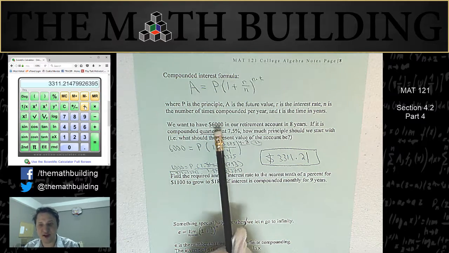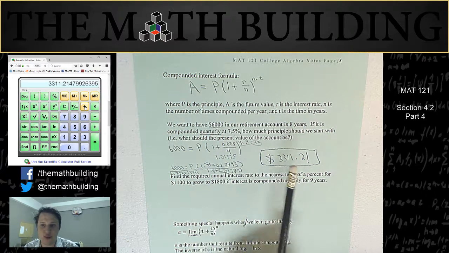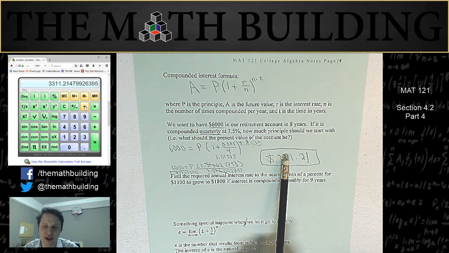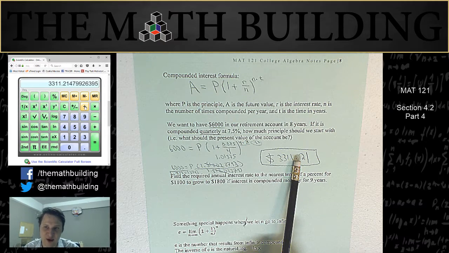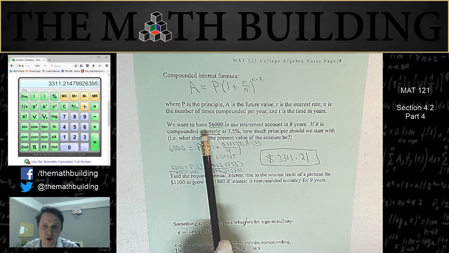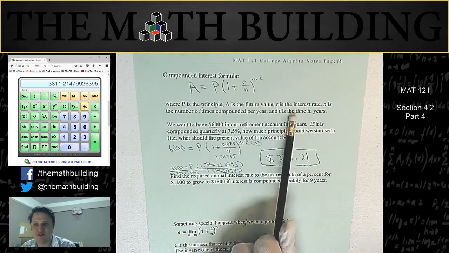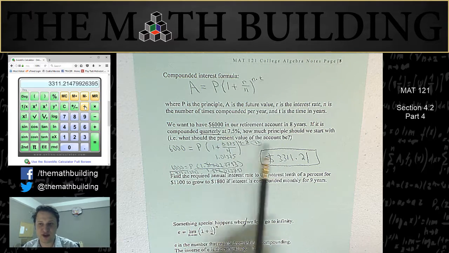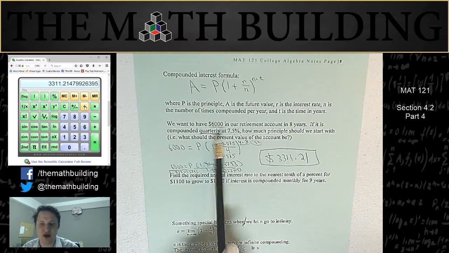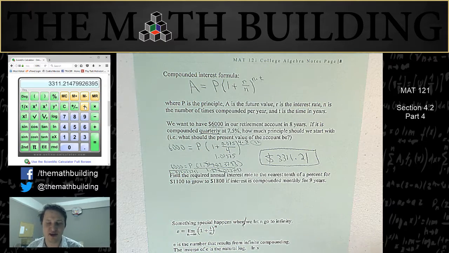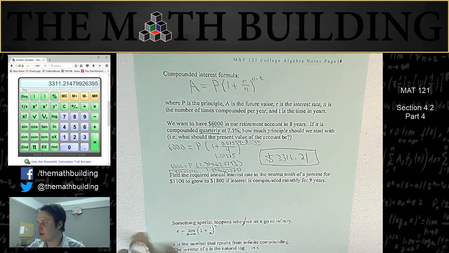So if we want to have $6,000 in this retirement account, we need to save $3,311.21 right now. If we compound it once a quarter at 7.5% for 8 years, our money will essentially double, going from $3,311, a little less than doubling, going up to $6,000. So hopefully that process makes sense. Let's go ahead and do the next one.